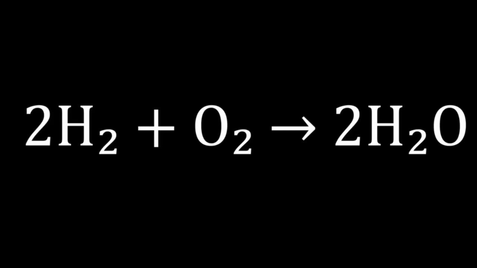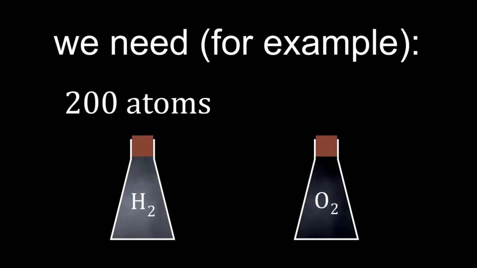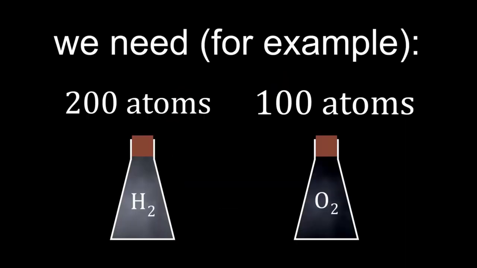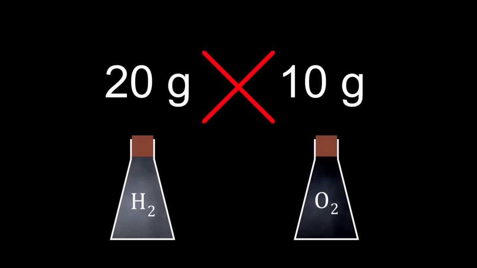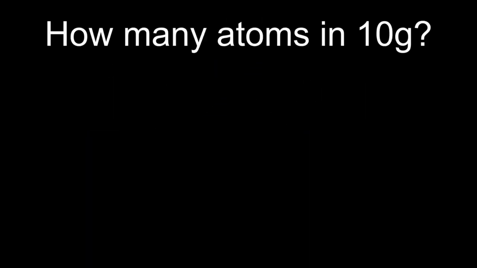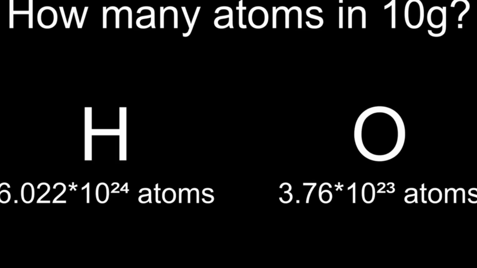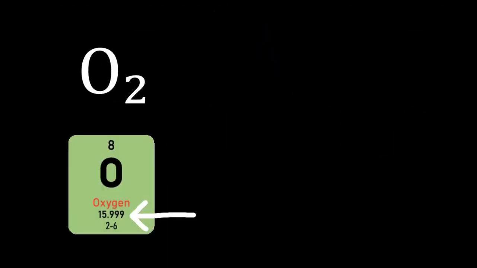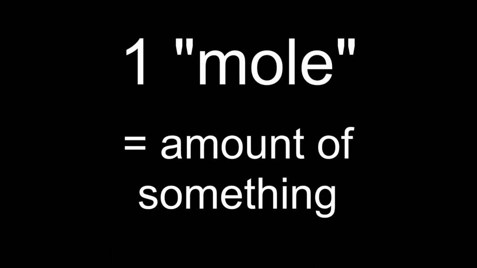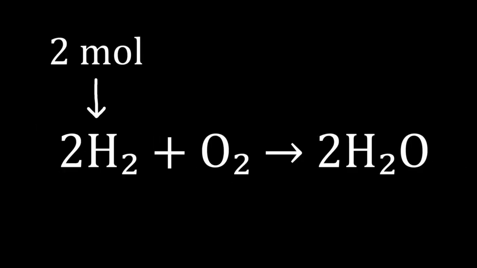Okay, but if you wanted to make this reaction happen in a lab, how would we know that we have exactly twice the amount of hydrogen compared to oxygen? You can't just take 10 grams of this and mix it with 20 grams of that, because the atoms don't weigh the same, so 10 grams of both contain a different amount of particles. What to do? Just look up the atomic mass of the reactants and take that amount in grams. You'll get exactly this amount of particles. That is 1 mole, which is just an amount of something, kind of like a dozen. In other words, we can interpret the reaction as 2 moles of this react with 1 mole of that, which we can easily measure.